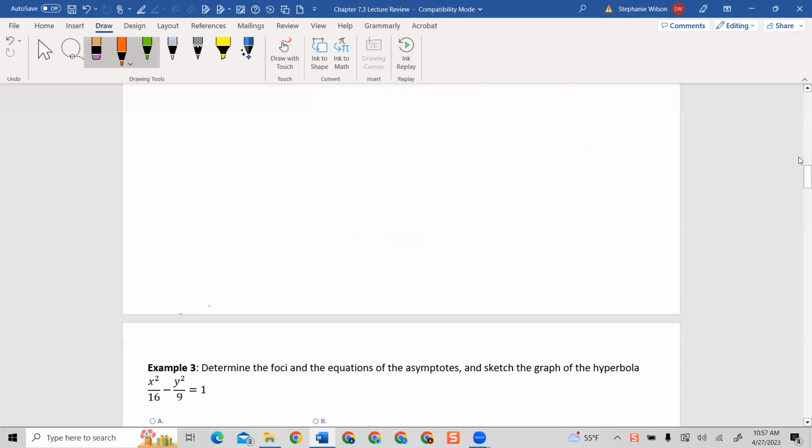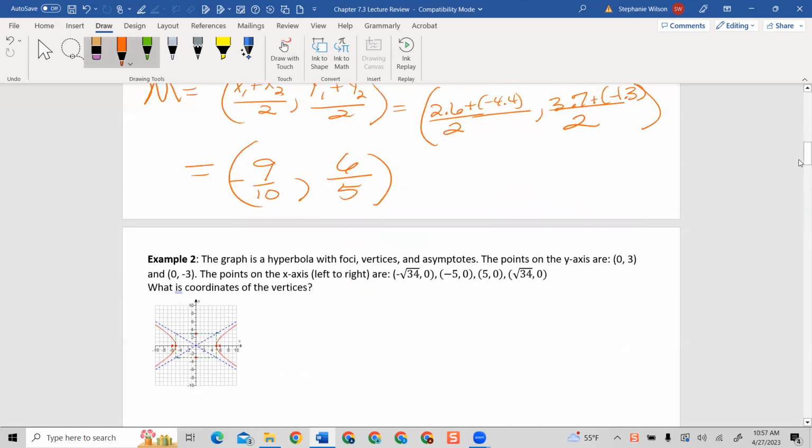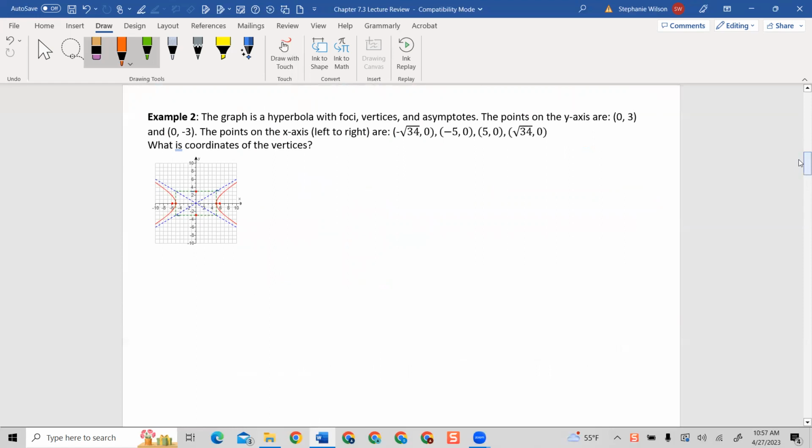My screen's not wanting to move or cooperate, sorry. There we go. Now, example 2 says the graph here given of the hyperbola with the foci, the vertex, the asymptotes, the points on the y-axis, so are 0, 3 and 0, -3. So the points on the x-axis to the left and right are given to us here as well as negative square root of 34, 0, -5, 0, 5, 0, and positive square root of 34, 0. So all these are given to us.